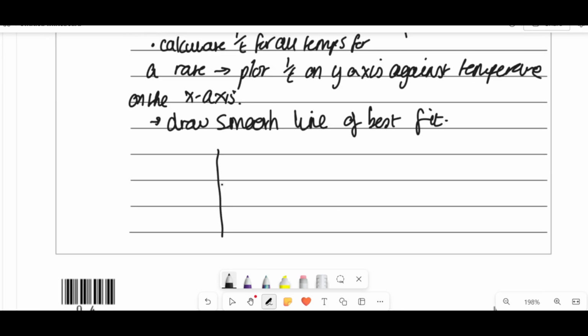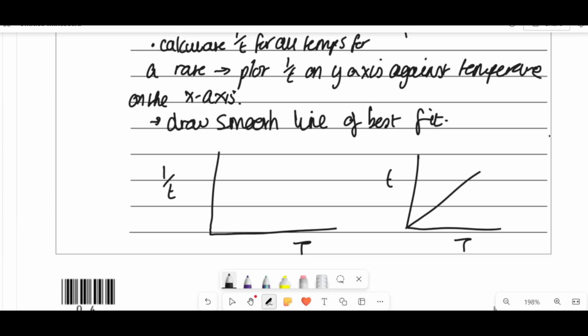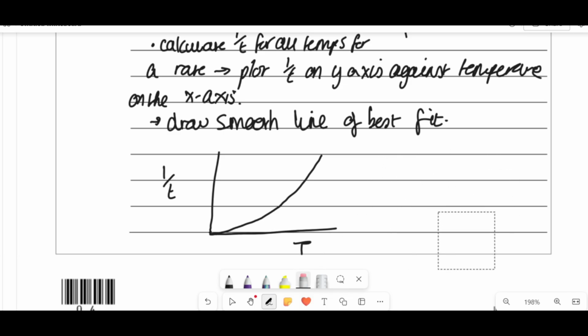Now, if we were to sketch this, 1 over t against temperature. If it was just t and temperature, it'd probably look something like this. If we're doing 1 over t, it becomes a curve that gets bigger and bigger and bigger. Imagine at this point that was 5 seconds, and that's 50, but 1 over 5 and 1 over 50: 1 over 50 is teeny, 1 over 5 is bigger. So the curve starts to shoot up like that, rather than being a straight line. So that's what it would end up being.